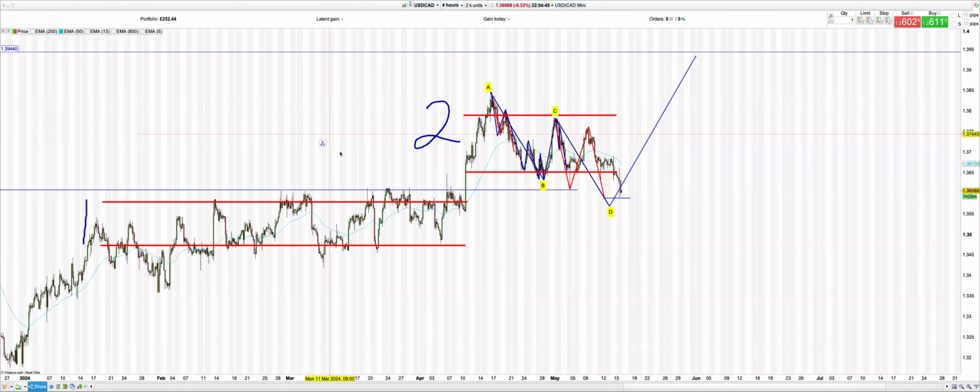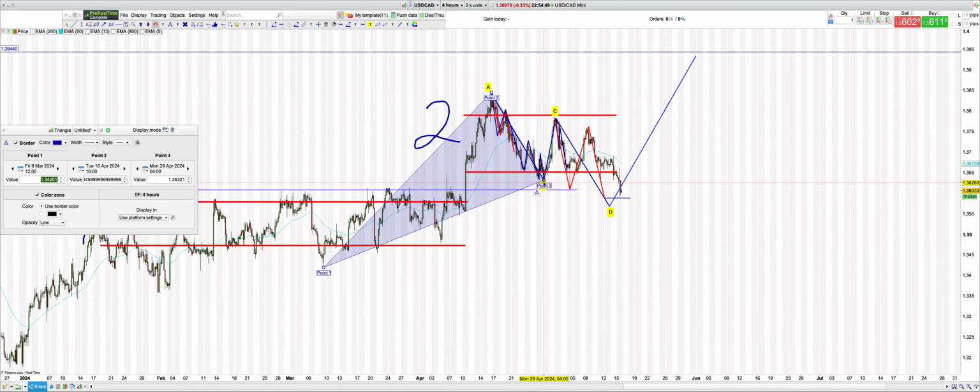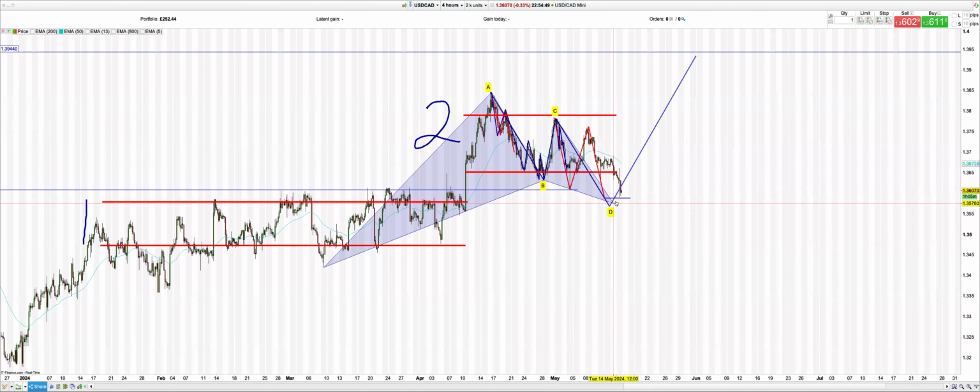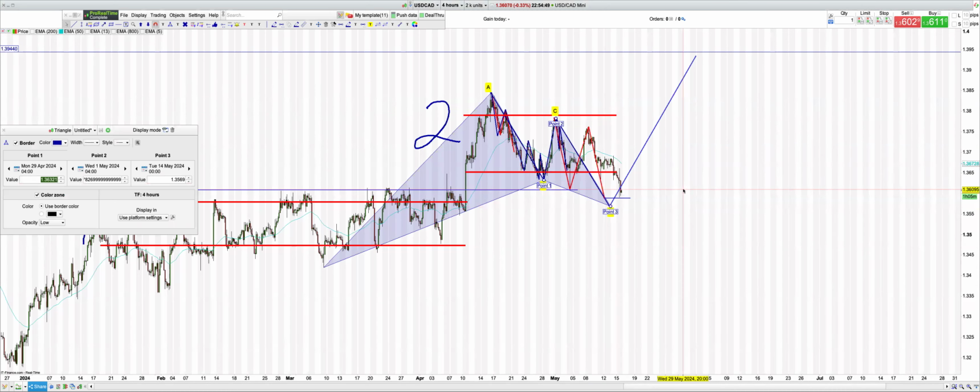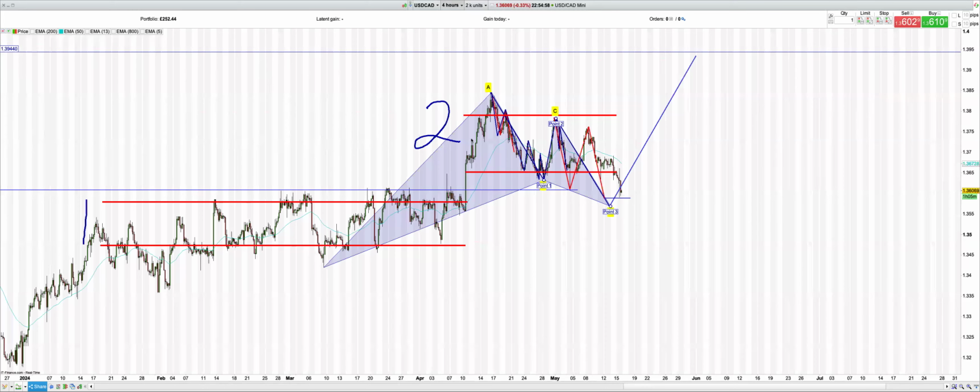But what we have here in front of your eyes is a Gartley pattern. Really beautiful Gartley pattern that is in line with the market cycle, which you will see here.